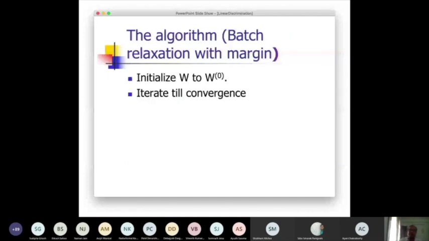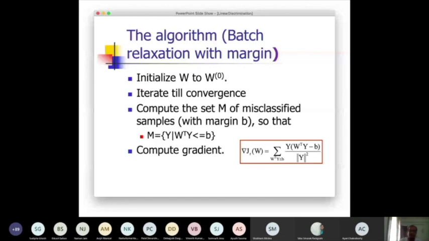So just to summarize, the algorithm goes like this. We call it batch relaxation with margins because we are considering the whole training set. It is the same thing I just mentioned: you start with any particular point in the parameter space, then you iterate following the steepest gradient principle, computing the gradient where you have to consider the misclassified feature vectors only, and accordingly you compute the directions, and then you update W and go on updating it till you converge.